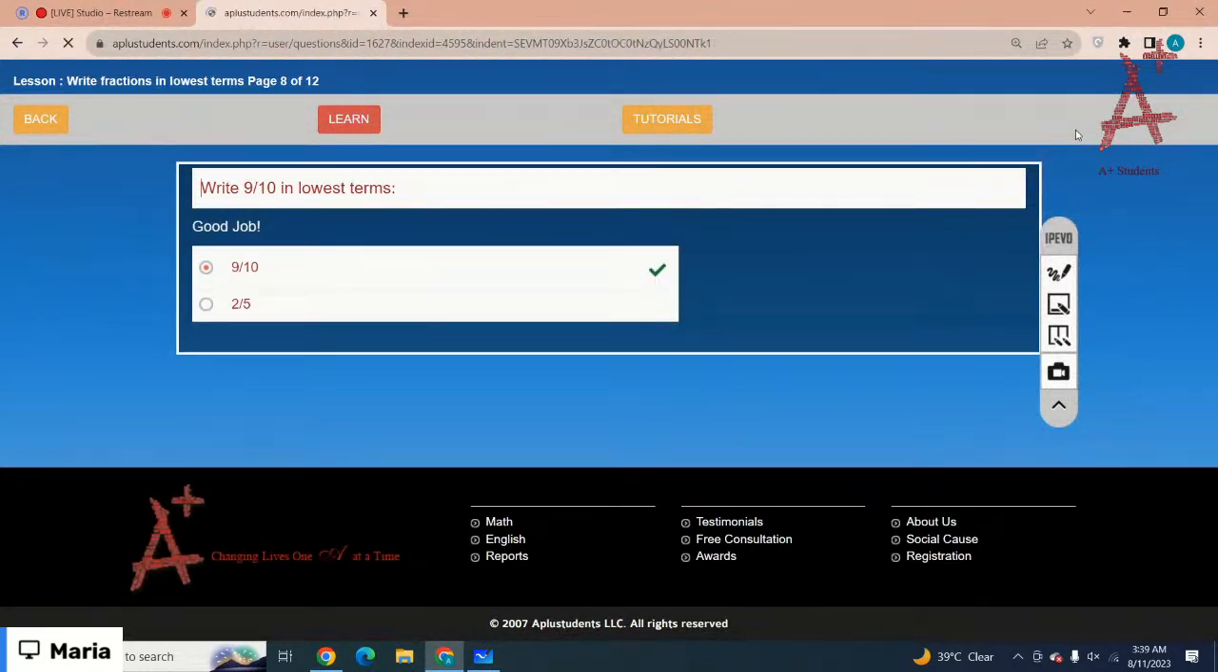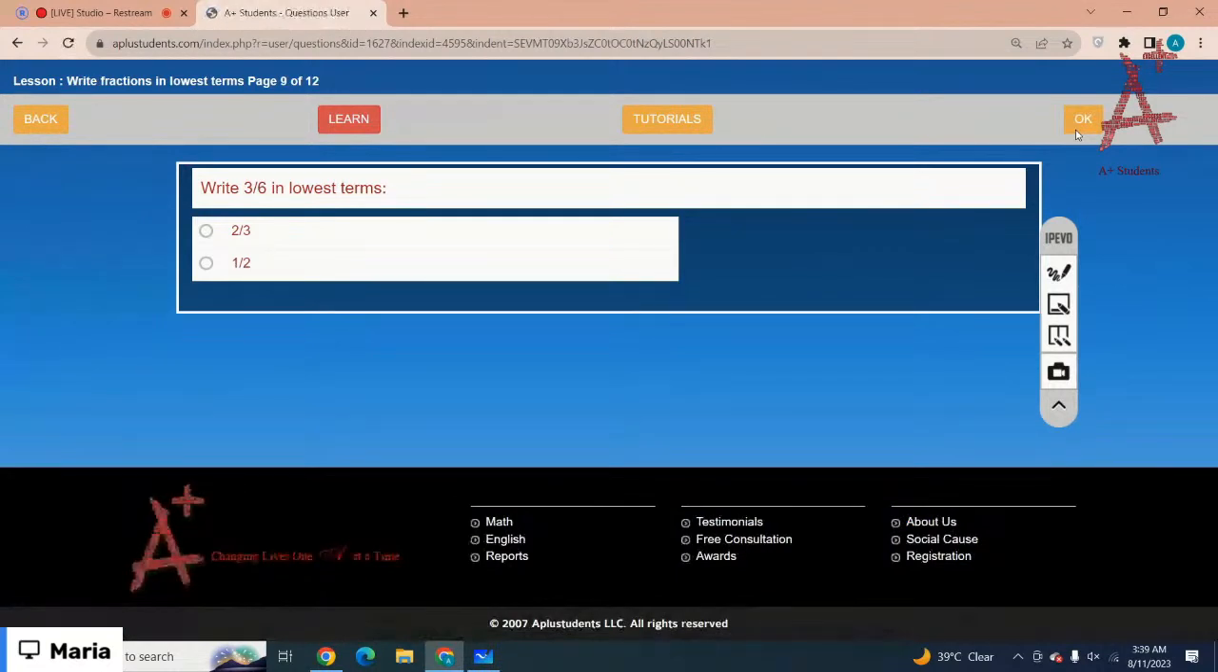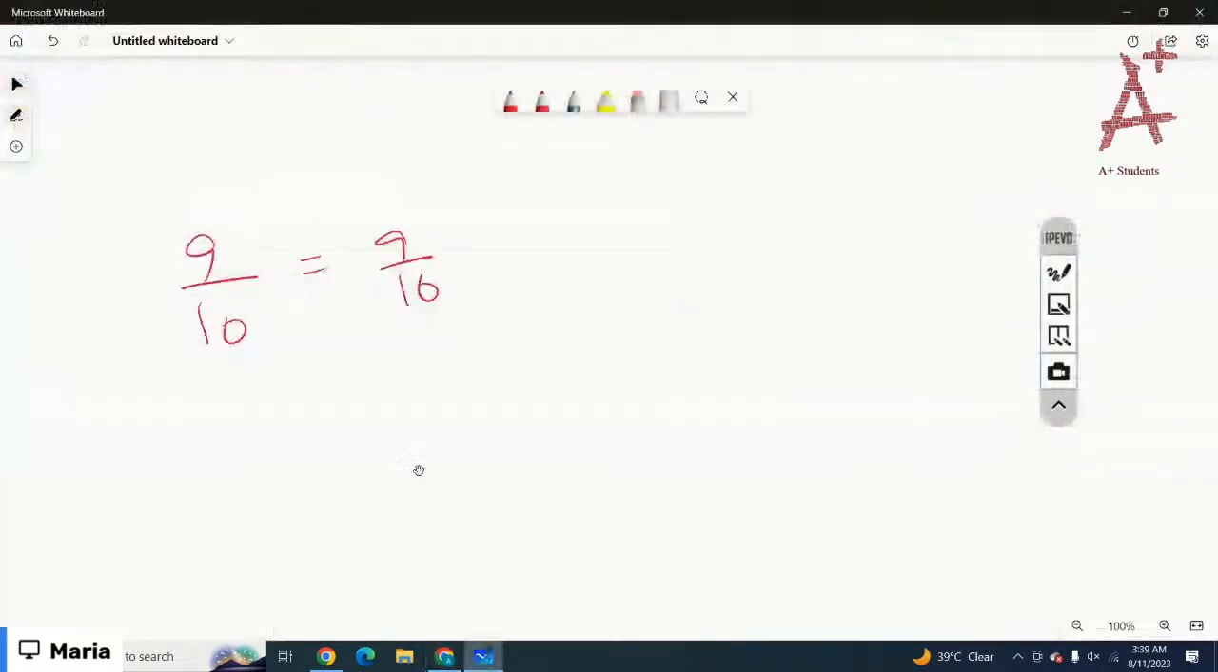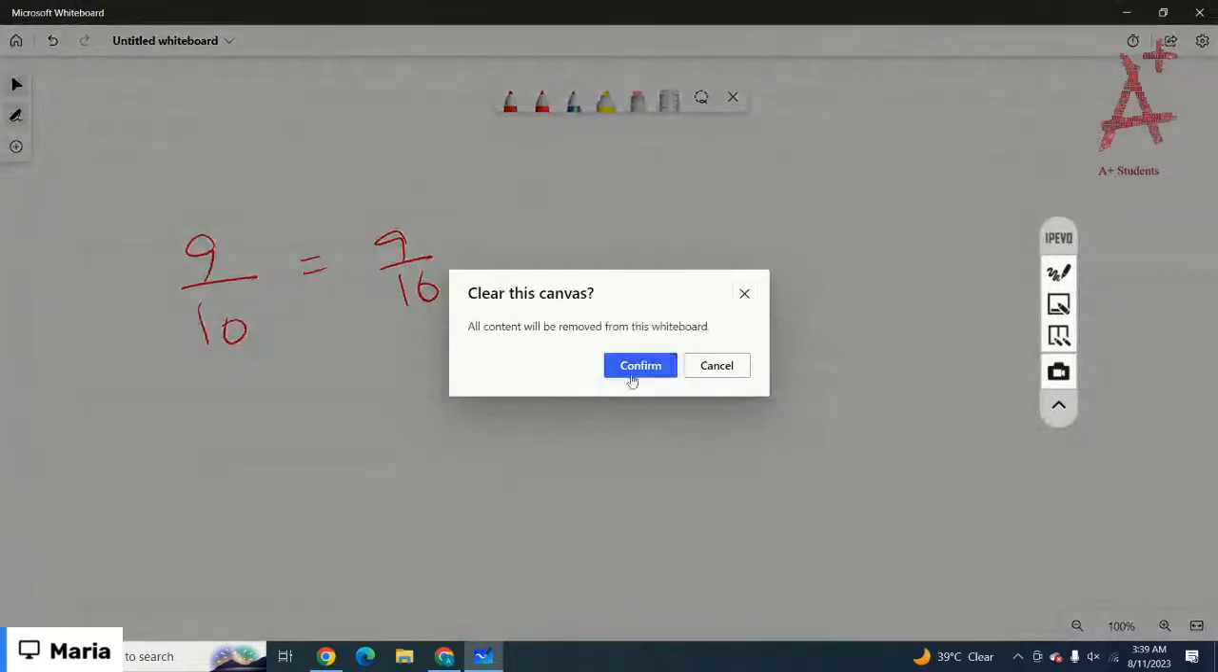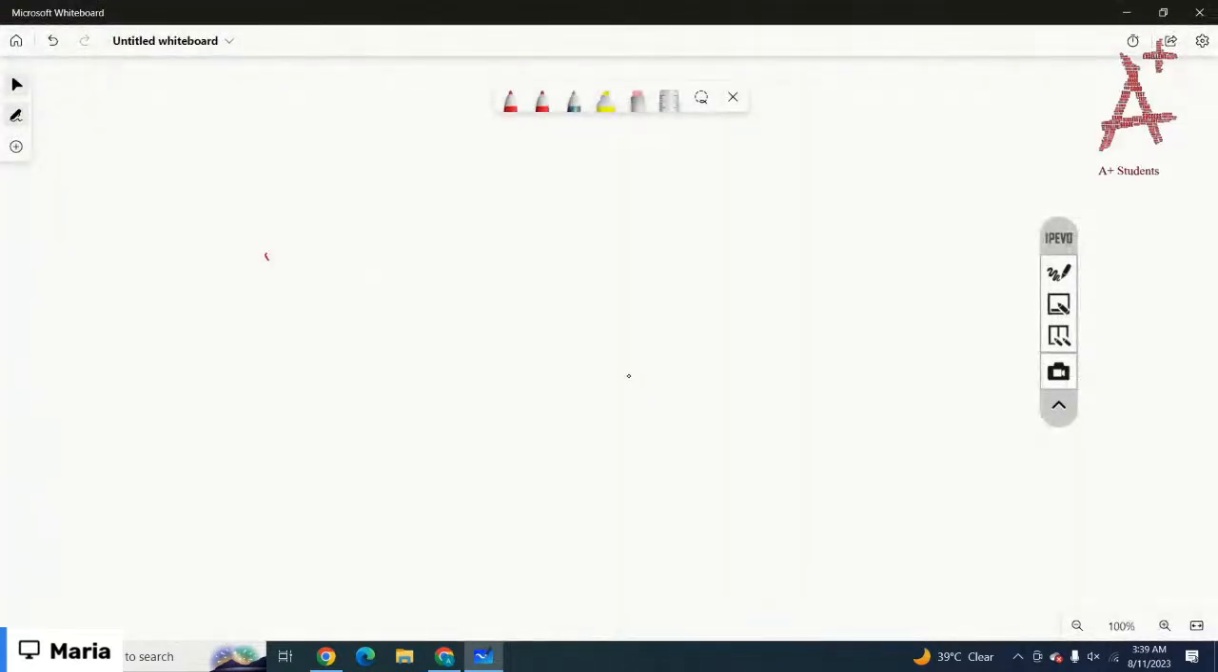Okay, the next one is write 3 by 6 in lowest term. So you have to do 3 over 6. So which is the common number that can divide both numerator and denominator? The largest common number is 3.